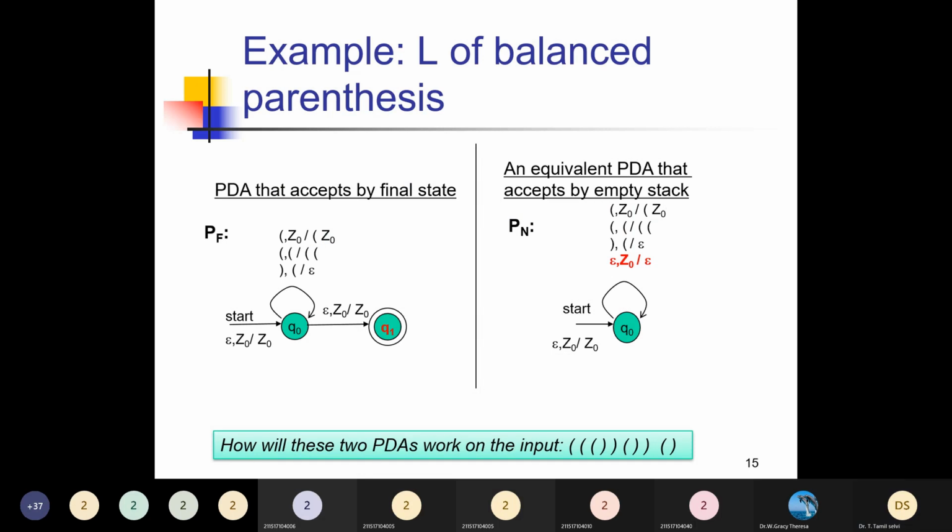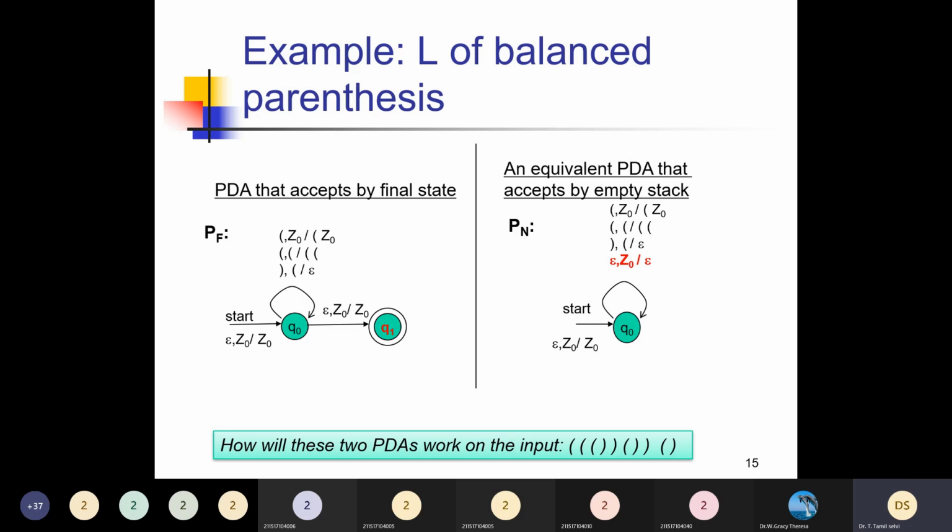So this is the PDA for our balanced parenthesis example. In the balanced parenthesis example, we have to perform the push operation for each open parenthesis, and on reading each close parenthesis, we have to pop one open parenthesis from the stack. That is the basic concept. And then this is for PF. So what is PF? It is nothing but acceptance by final state.